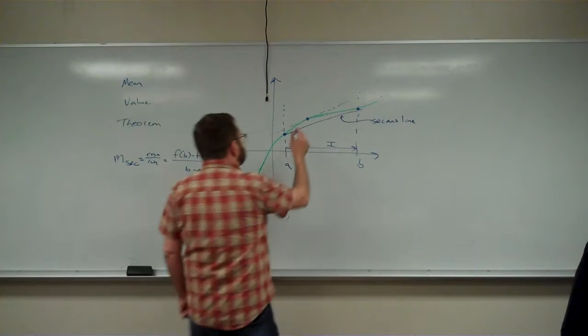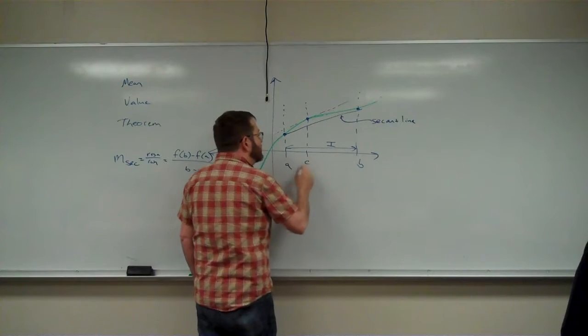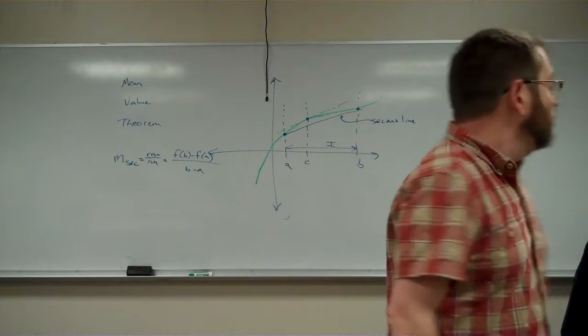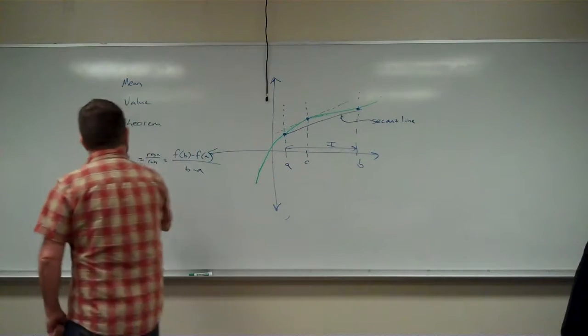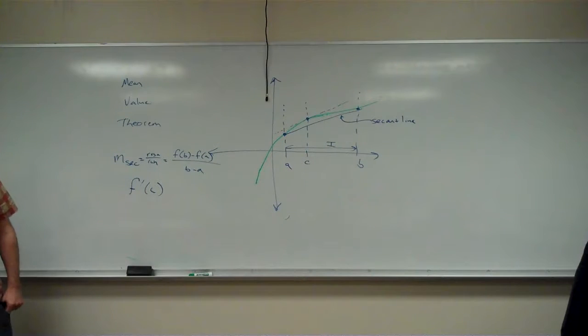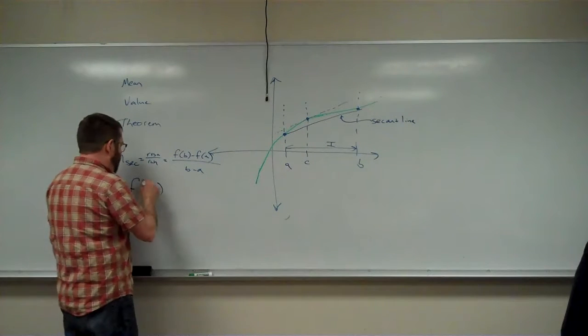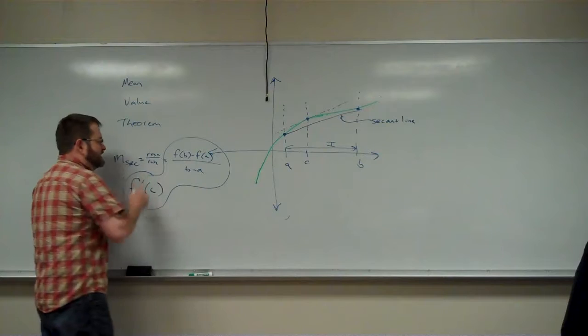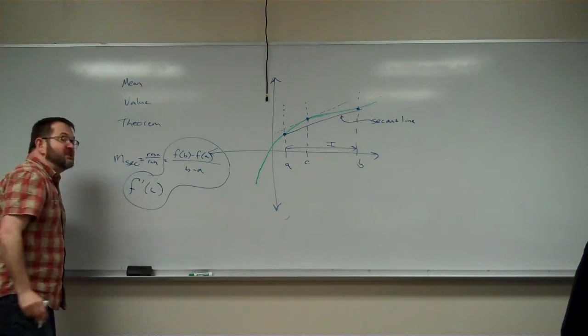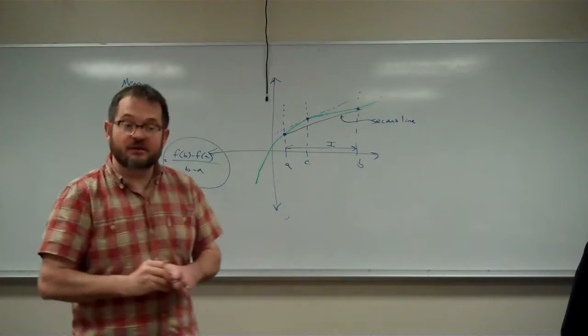But the mean value theorem says that there's definitely some place C, maybe more than one such place along the way, where f prime of C was equal to the same thing. In other words, there will be some place where f prime of C is equal to this. We don't know yet where it is, but there will be such a place.